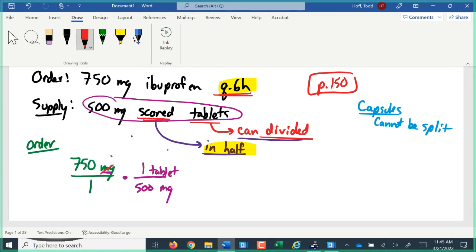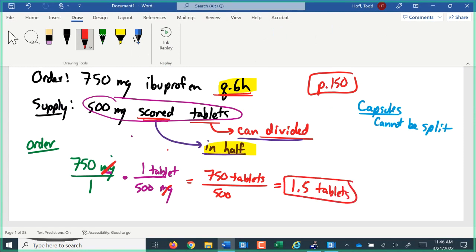Now the milligrams cross-cancel out. 750 times 1 tablet is 750 tablets. On bottom, 1 times 500 is 500, and then we just divide it out. 750 tablets divided by 500 is 1.5, or 1.5 tablets. Now that happened to come out exactly on a half, so we don't have to round it. But if it wasn't exactly on a half, we would have to round to the nearest 1/2.